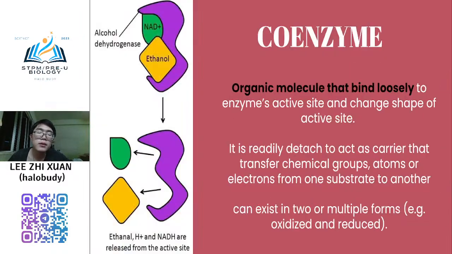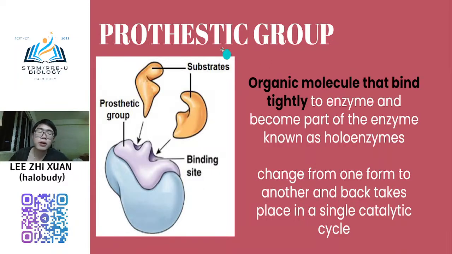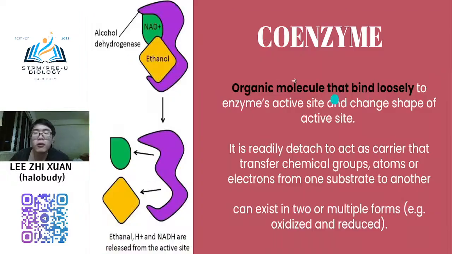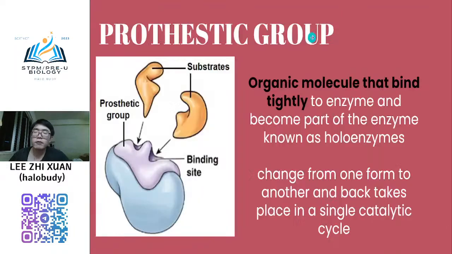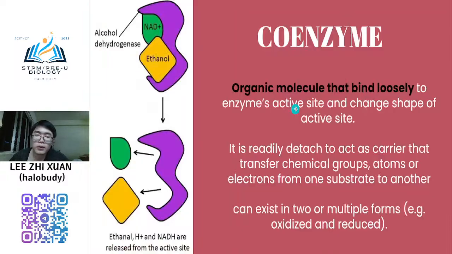Okay, another one is called coenzyme, and another one we call prosthetic group. They are somewhat similar, just that the binding is different. Coenzyme binds loosely to the enzyme. But for prosthetic group, the molecule binds tightly. So what are their differences?